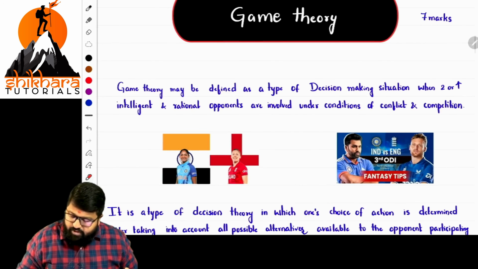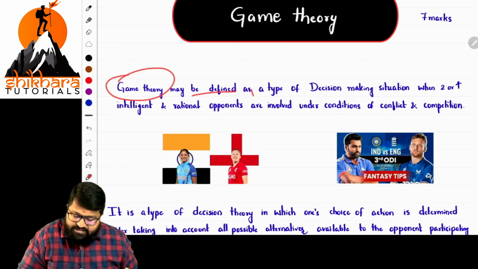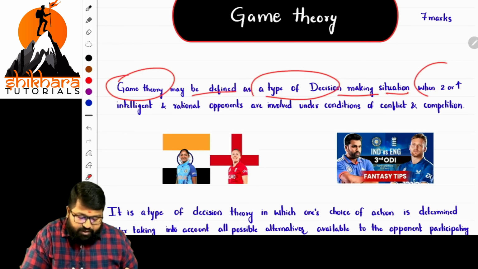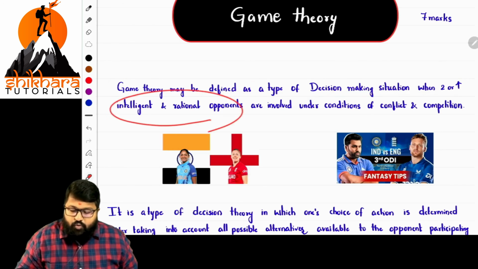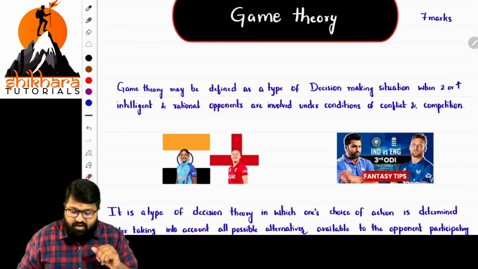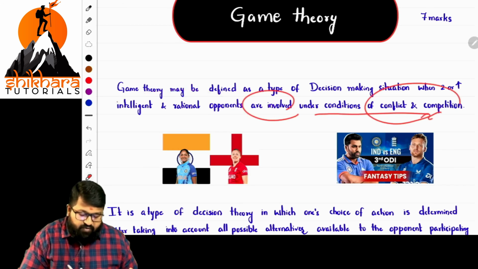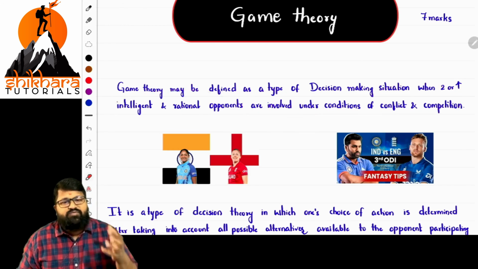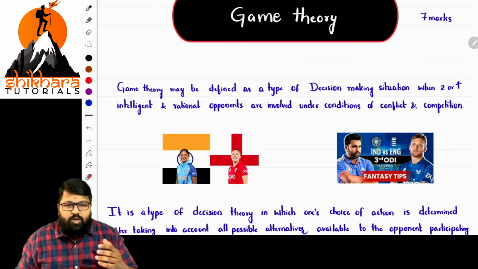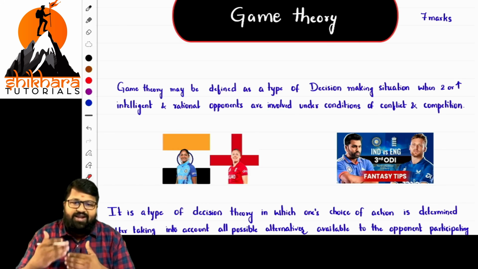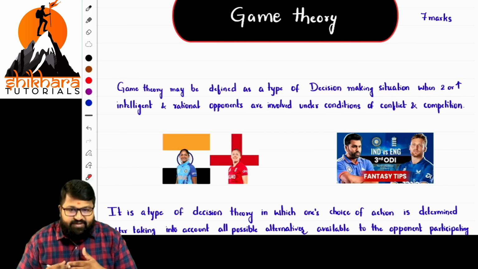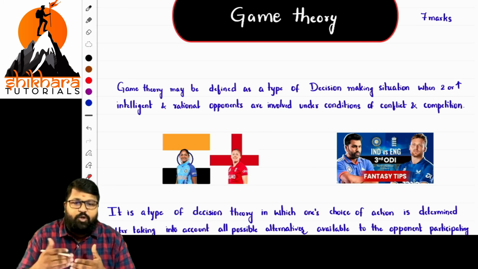Now, what is game theory, ma? Game theory may be defined as a type of decision-making situation when two or more intelligent and rational opponents are involved under conditions of conflict and competition. Sir, what is the use of game theory for us? We are not required to discuss only games in the studies, because even business is a game. When you are doing a business, you have a competitor with whom you have to interact regularly through sales. The interaction is nothing but tough competition between you and the other guy.